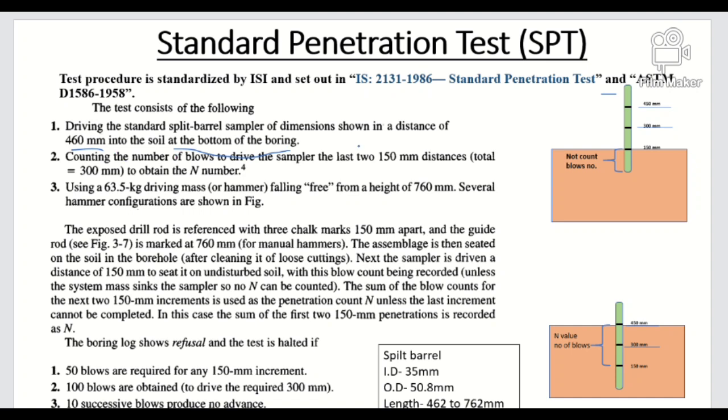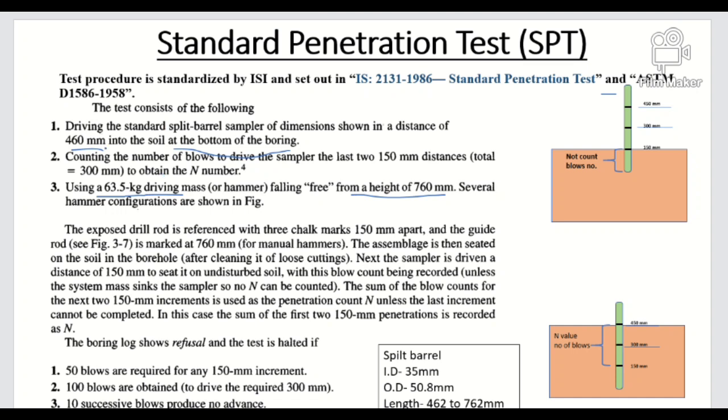then it is penetrated by a 63.5 kg driving mass or hammer, which is free falling from a height of 760 mm. So when it free falls on the SPT rod, it will penetrate into the ground, and also this sampler will be penetrated into the ground. So it will be conducted at a spacing of 1.5 meter into the ground or at the required depth.